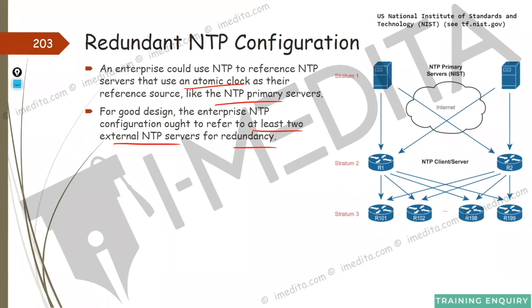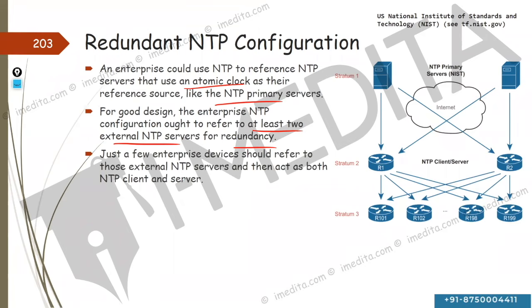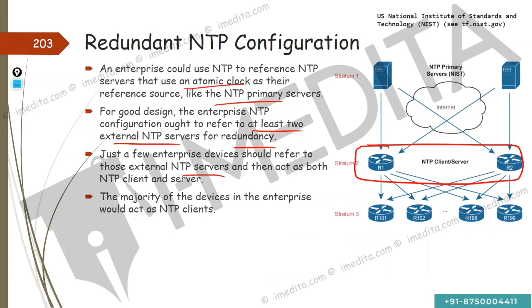Just like I showed you, server 0.pool.ntp.org and server 1, server 2, and server 3, you could do that. And not every device should go out and refer to those NTP servers. You should have only 1 or 2 devices work as NTP clients and pull time from public NTP servers. The majority of the other devices in the enterprise would act as NTP clients and synchronize time with these devices, which are fetching time from outside.